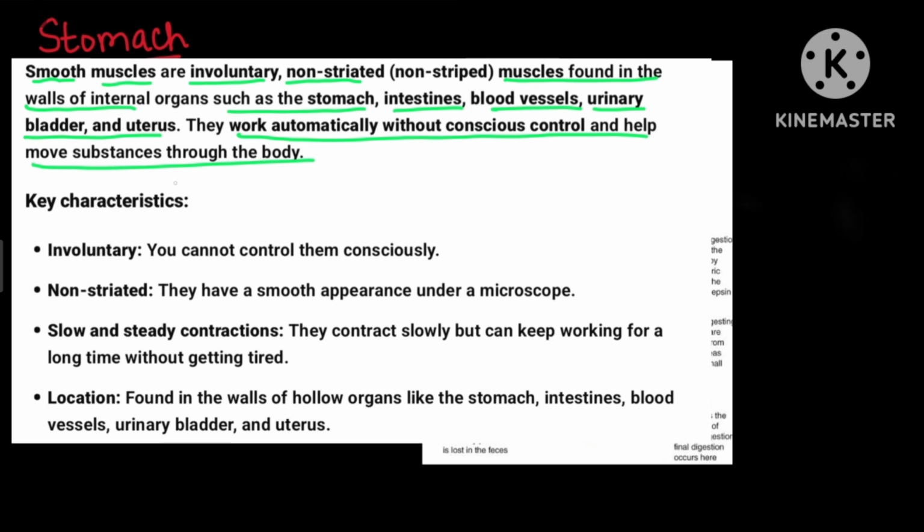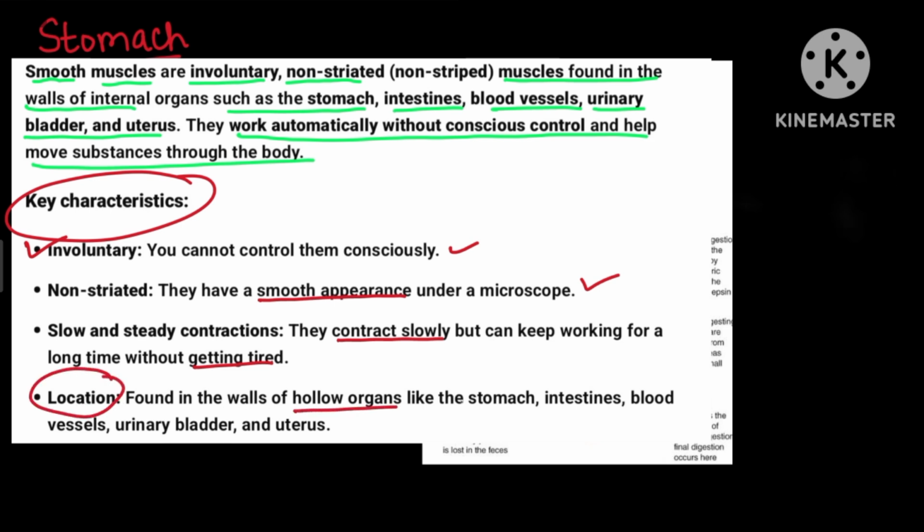Key characteristics of smooth muscles. First of all, these muscles are involuntary. You cannot control them consciously. Secondly, these are non-striped. What does it mean? They have smooth appearance under microscope. Third, slow and steady contractions. These are found in the walls of hollow organs like stomach, intestine, blood vessels, urinary tract, and uterus.